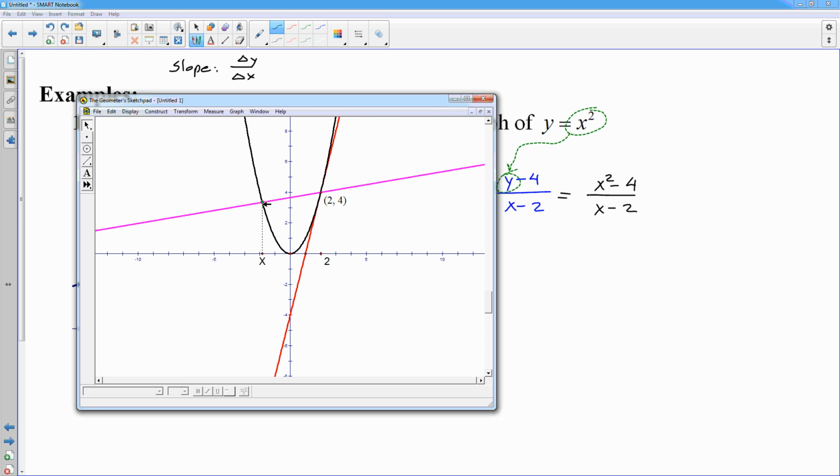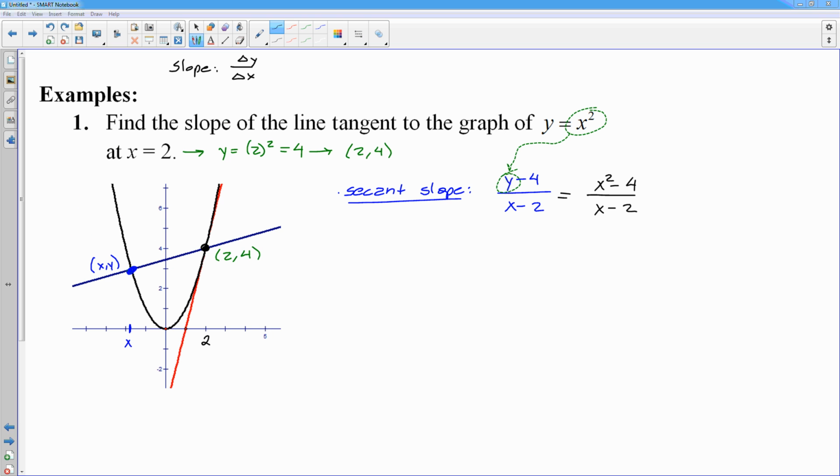So we start with some secant, and then we move that x coordinate closer and closer and closer to 2. So as x approaches 2, the secant becomes the tangent. And I used a key word there. I used the word approach, and that was not an accident. To get this tangent slope, we're going to look at the secant slope, and we're going to analyze this slope right here. That's the secant slope. We're going to analyze that as x approaches 2.